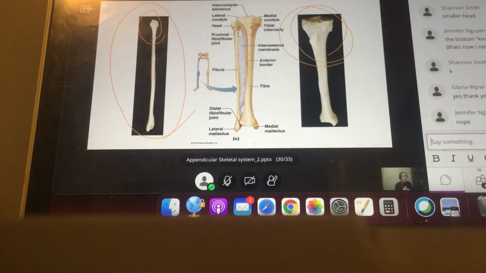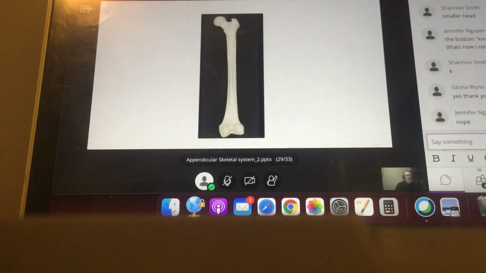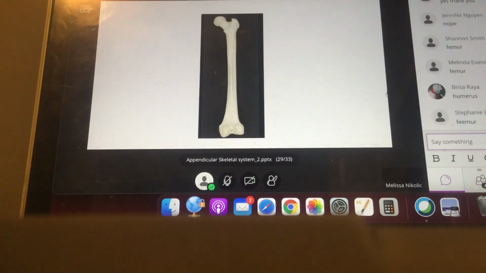So when people are like, oh my God, I have only 45 seconds, guys, this is what it looks like. Are you ready? What's that? Quickly, what bone is this? Write it down, guys. Oh, careful.